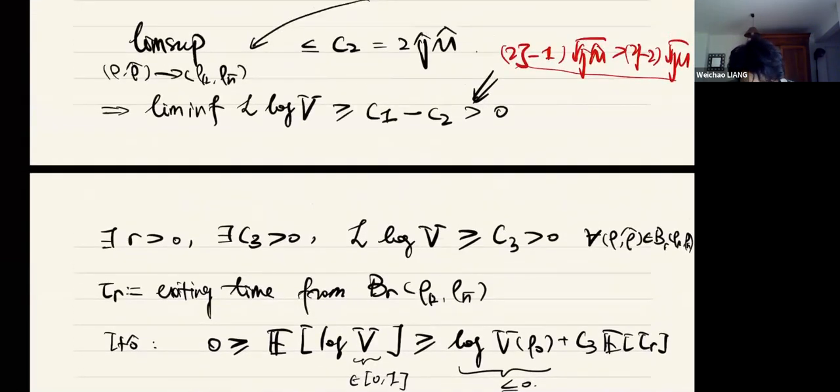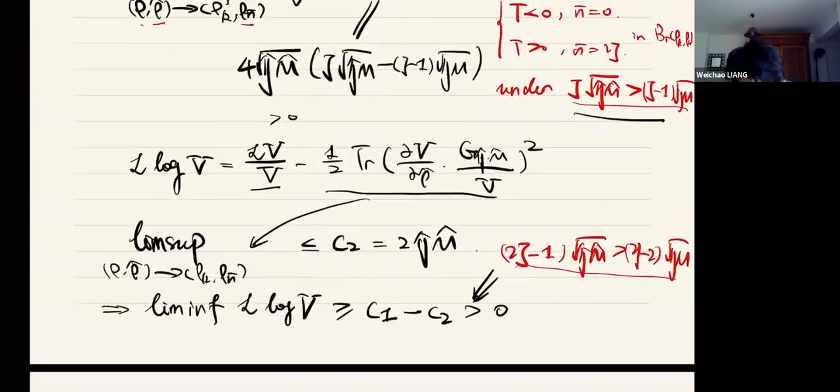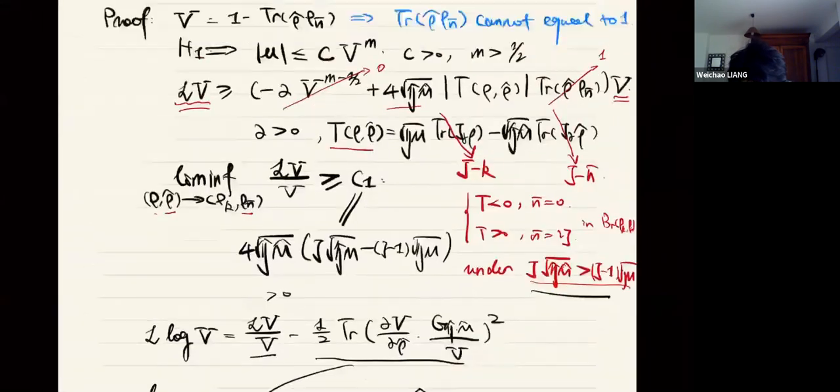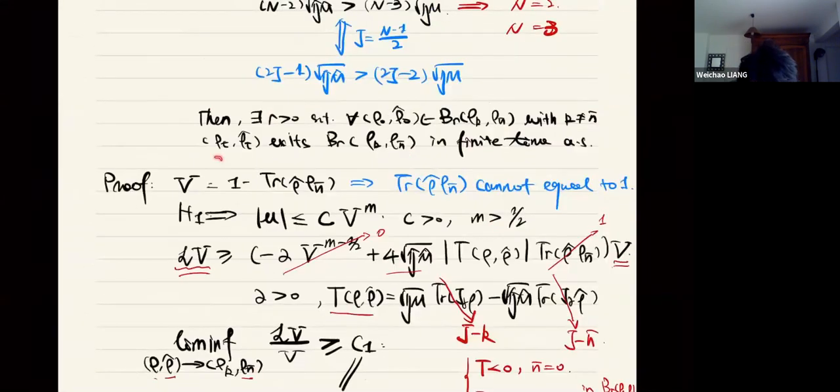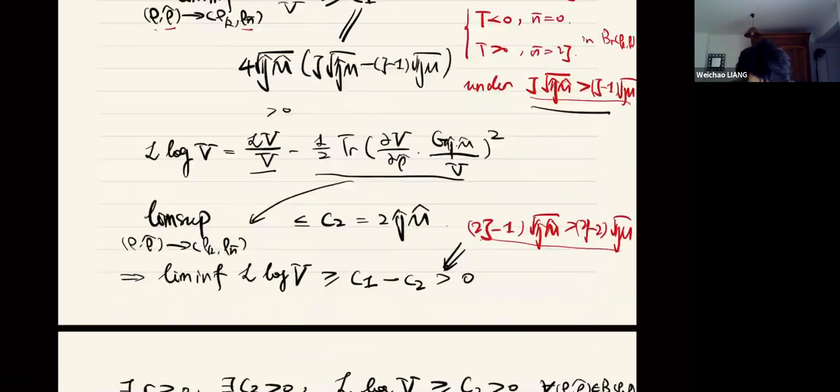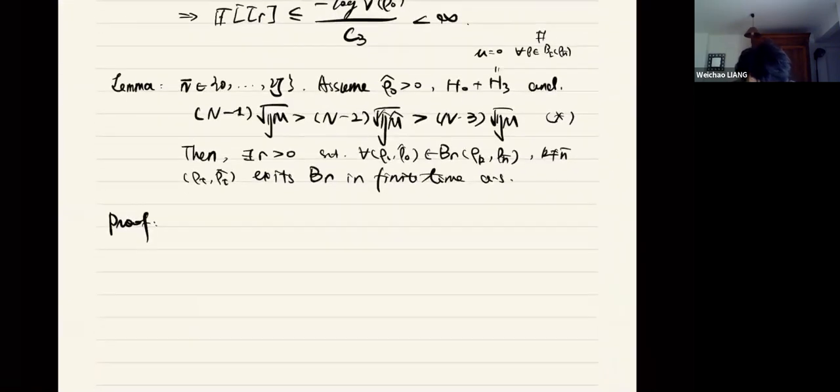What we showed for the particular case is we choose the Lyapunov function as 1 minus trace of rho hat rho n bar. Which means what we showed is that the estimated state cannot equal rho n bar. But for the general case, this method doesn't work. We need some indirect Lyapunov function.